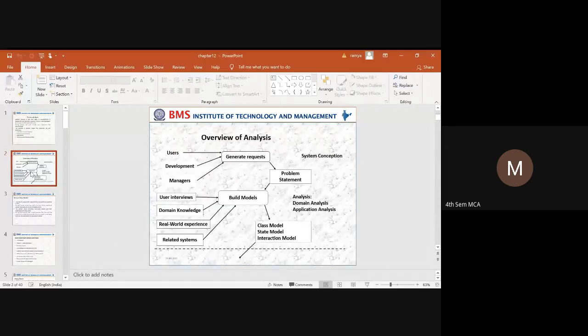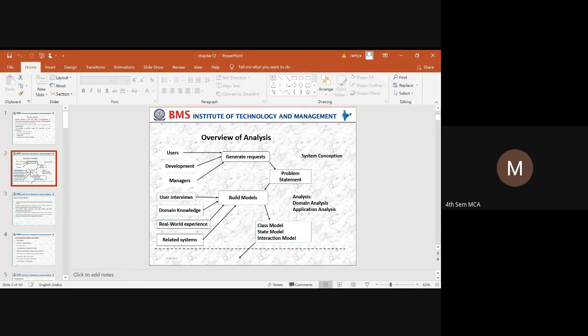Exceptions will arise from different sets of users. Then, based on a request, a problem statement will be formed. Once the problem statement is formed, we try to build the models. To build these models, we need to have different experiences.